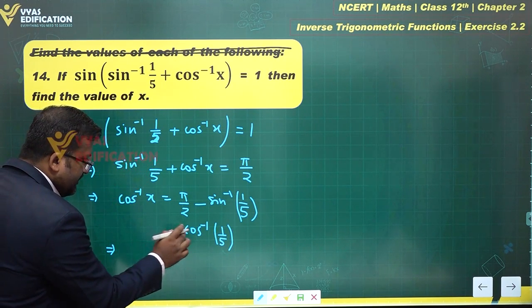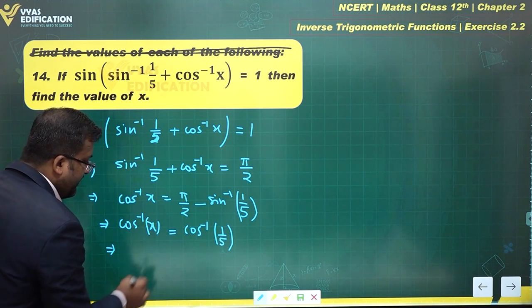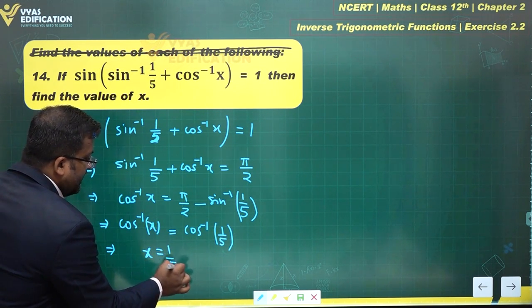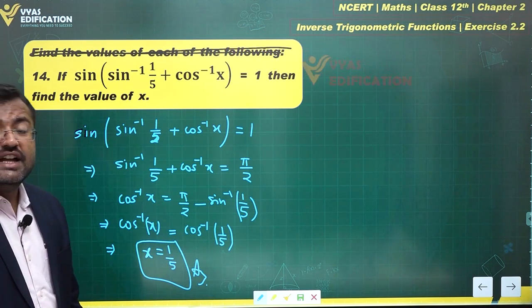And this cos inverse x now becomes equal to cos inverse 1 by 5, which implies x equals 1 by 5. This is my answer for this question.